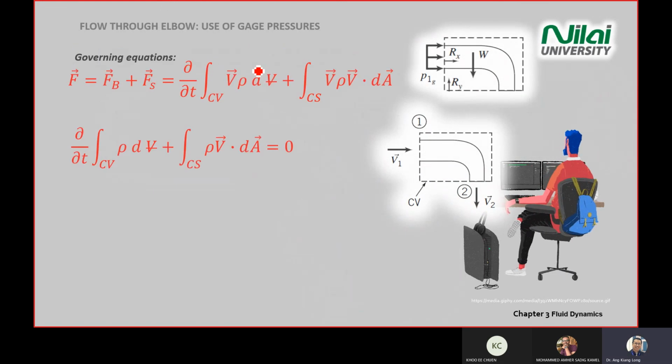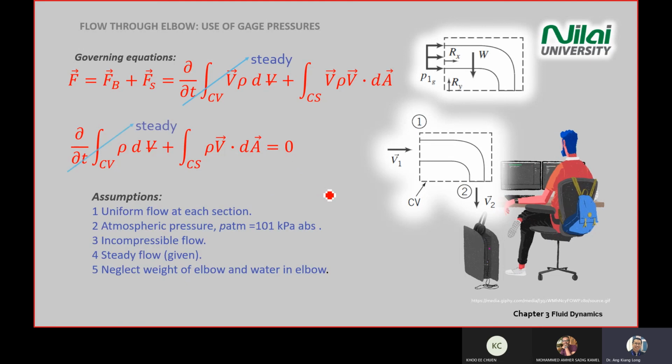Okay, the next step is just to call out the two equations that we see so many times. The first one is the momentum equation. The second one is the continuity equation. Then the next step is the assumption. So we have a steady flow. Go ahead and cancel the first term of the equation.